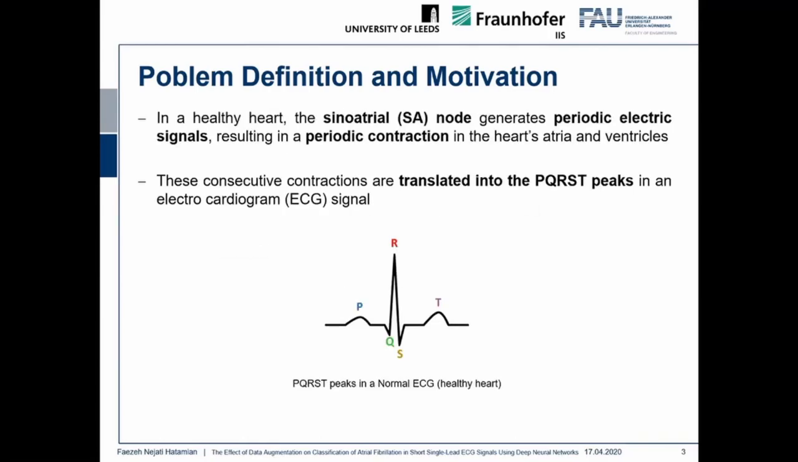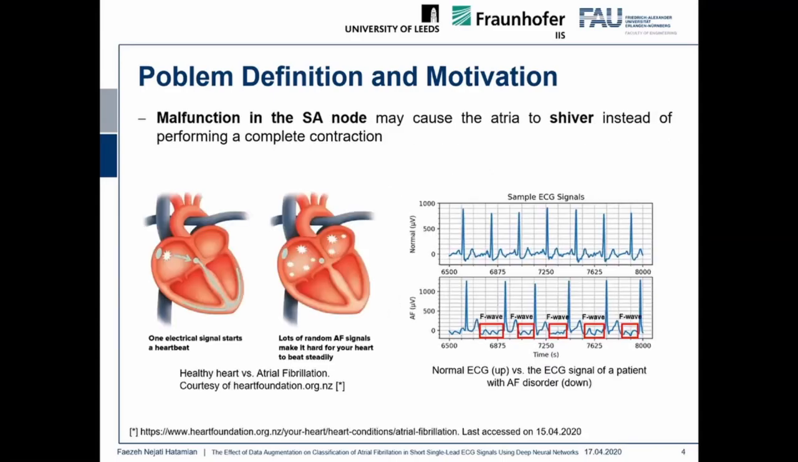So what is atrial fibrillation? To know this, we need to know that the heart pacemaker, or sinoatrial node, or SA node, generates impulses regularly throughout the heart, and these impulses lead to contractions, and these contractions are translated into the PQRS complex. If there is a malfunction in the pacemaker, then the heart starts to quiver, and in some cases it beats even faster, as depicted in the right-hand side image, which shows a normal ECG sample and an atrial fibrillation one. The P-peak is missing in the AF sample and is substituted by a fibrillatory wave, or F wave.